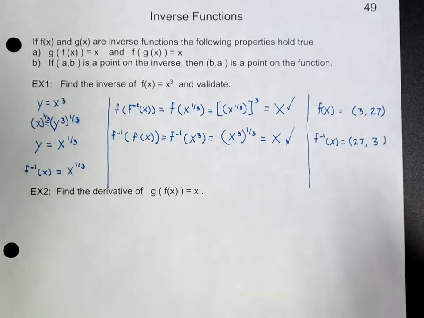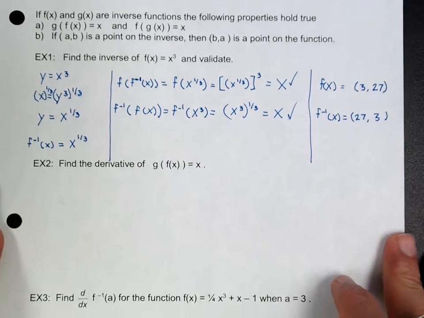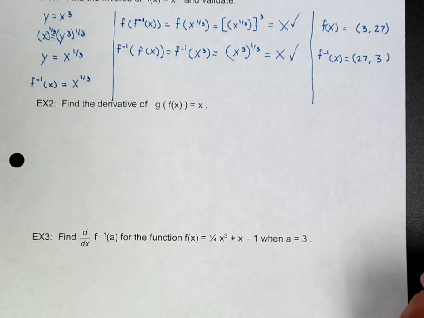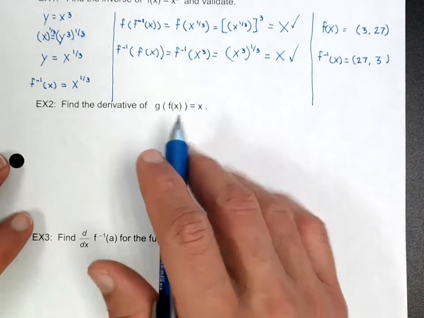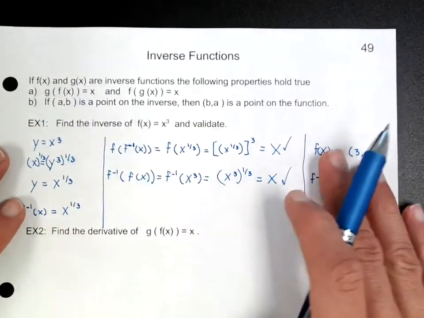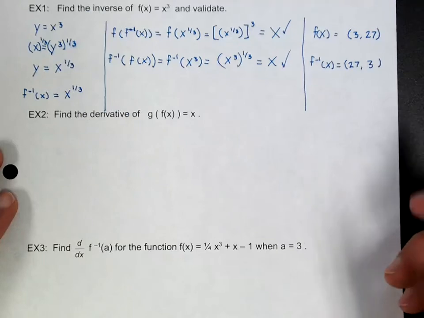So this is just a refresher. It has almost nothing to do with calculus yet. Now we're going to try to find the derivative of g of f of x equal to x. Remember that on this one, they're telling me at the beginning that g of x and f of x are inverses of one another. So just keep that in mind.